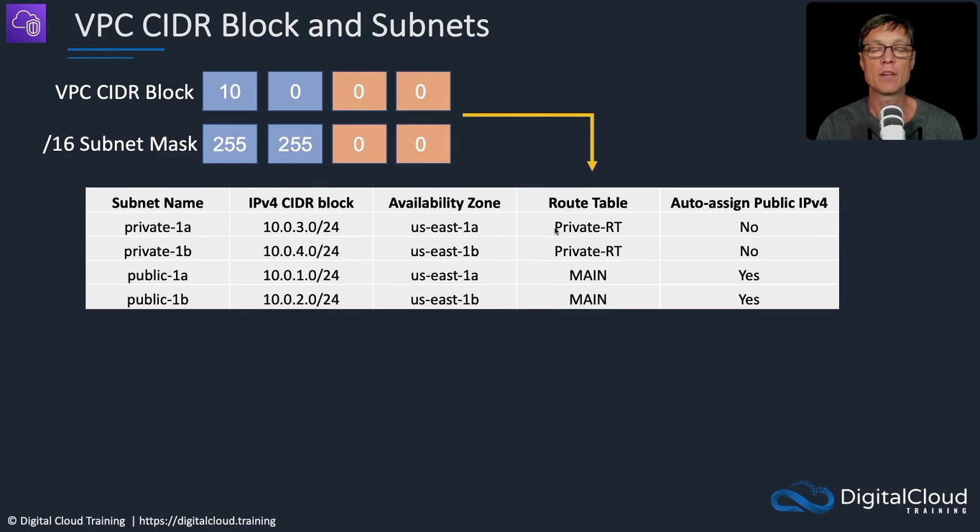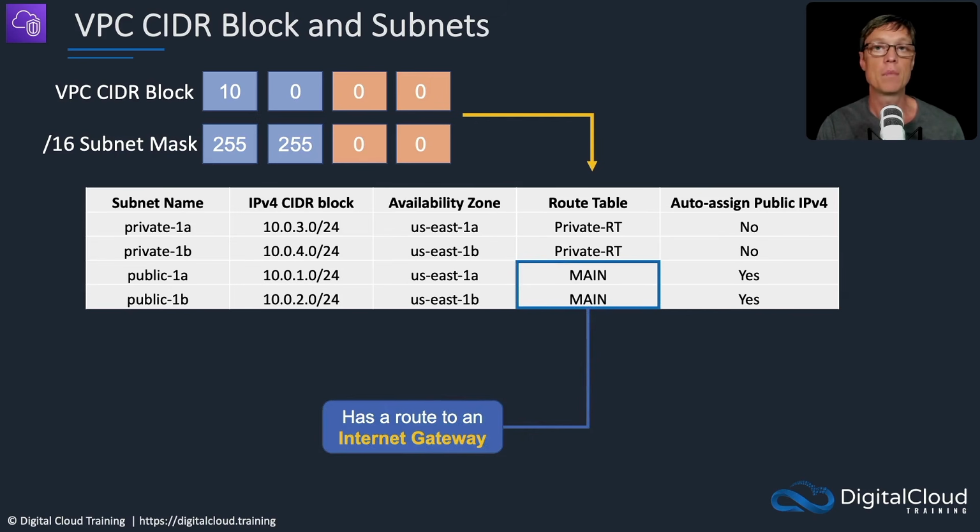Now, for the private subnets, we'll have a private route table. For the public subnets, we'll have this main route table that's created by default.